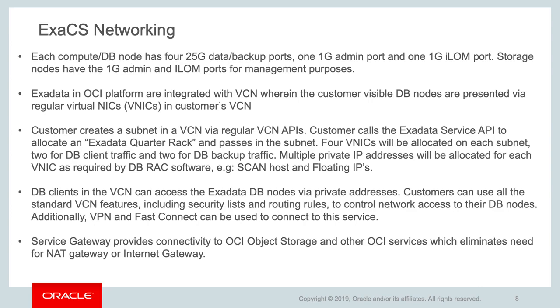Additionally, VPN and FastConnect can be used to connect to Exadata Cloud Service. Service Gateway provides connectivity to OCI Object Storage and other services within OCI regions, which eliminates the need for a NAT Gateway or Internet Gateway.